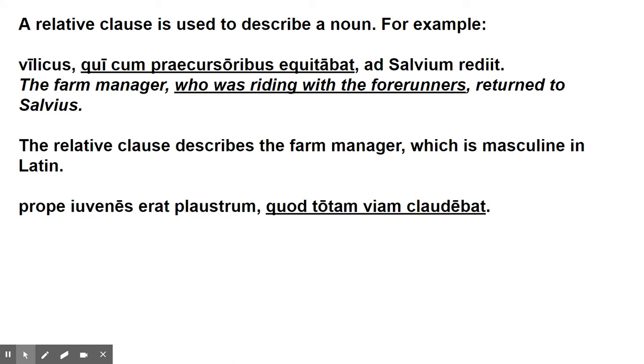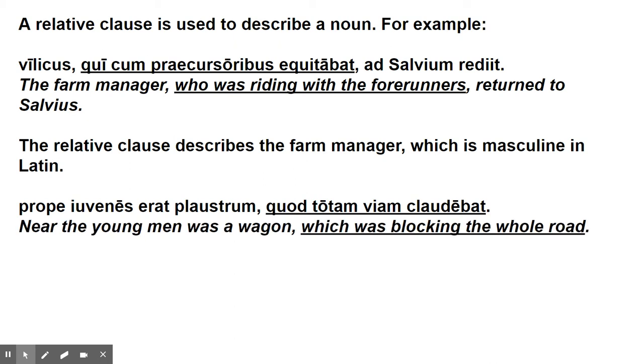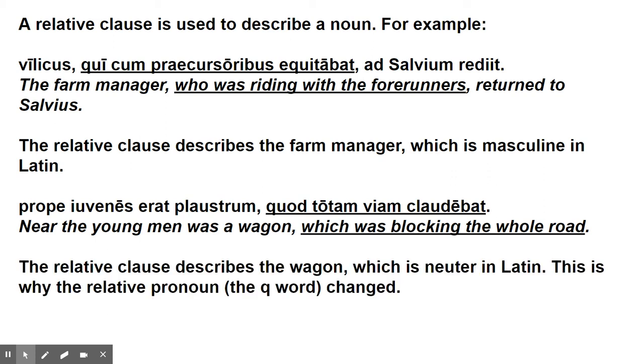Another sentence, prope juvenes erat plaustrum quod totam viam claudebat. Near the young men was a wagon which was blocking the whole road. The relative clause describes the wagon, which is neuter in Latin.